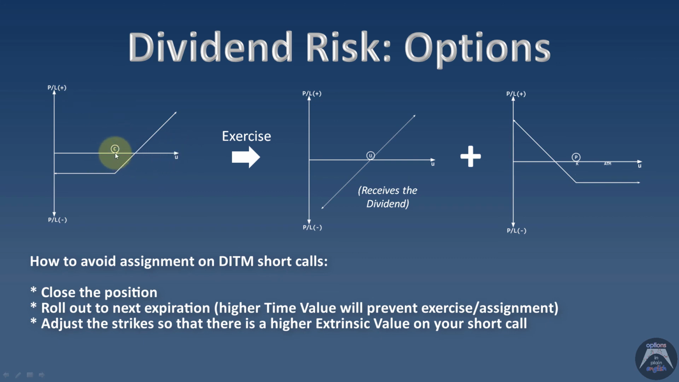So you could close the position yourself. You could roll it out in time. You could adjust the strike, move it to a strike that's closer to at the money or even out of the money. And then by pushing up the extrinsic value, you're going to be able to be sufficiently sure that you're not going to be assigned. So when you're long calls, you should do this. And when you're short calls, you should try to avoid this, knowing that the counterparty is going to be doing this.